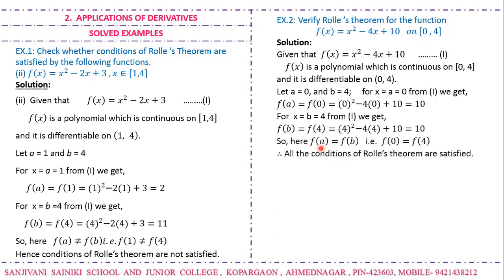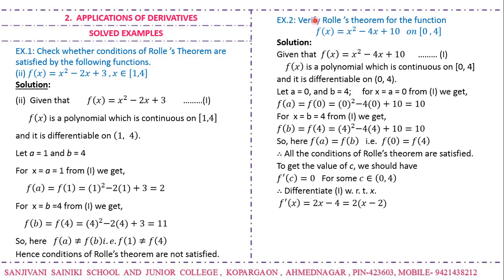So here f of a is equal to f of b. So the values at the end points of the function are the same. Okay. So all the conditions of Rolle's theorem are satisfied. So there exists a point C which belongs to the open interval 0 to 4. That C lies in the interval 0 to 4. And what is the speciality of this point C? The derivative of the function at C is equal to 0.